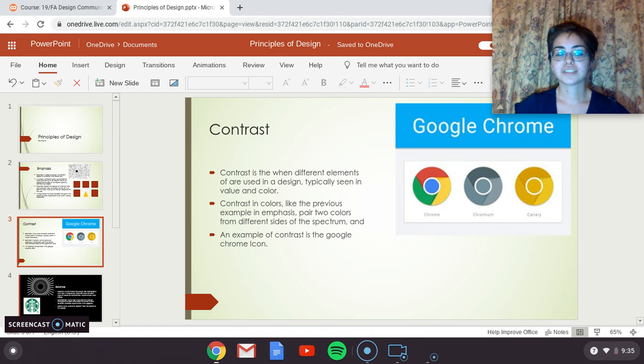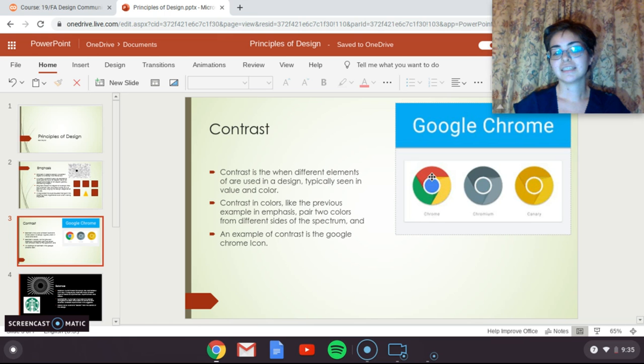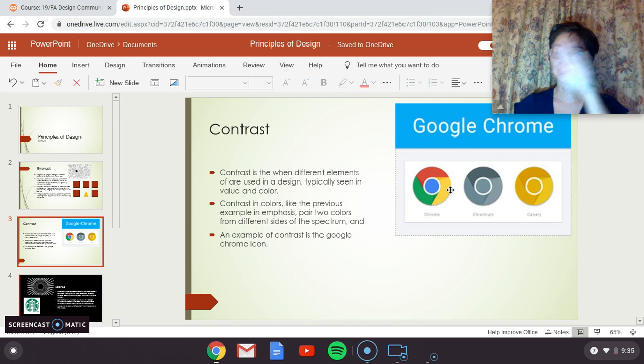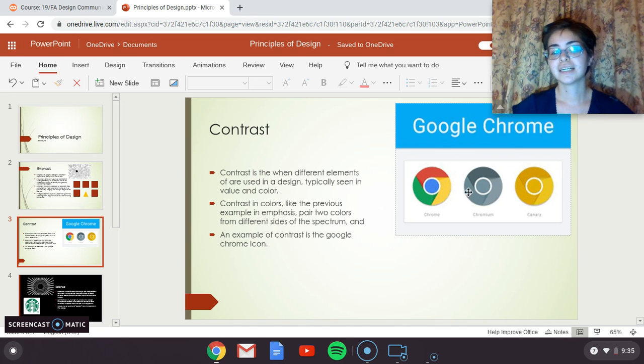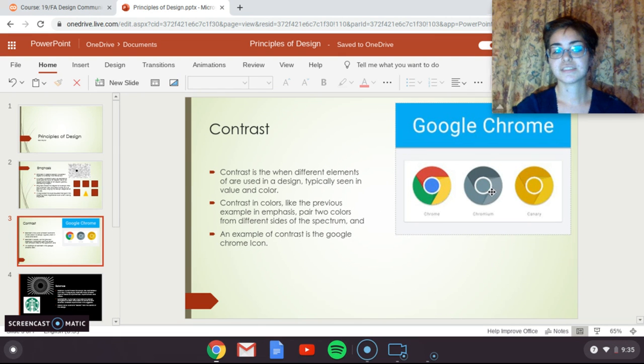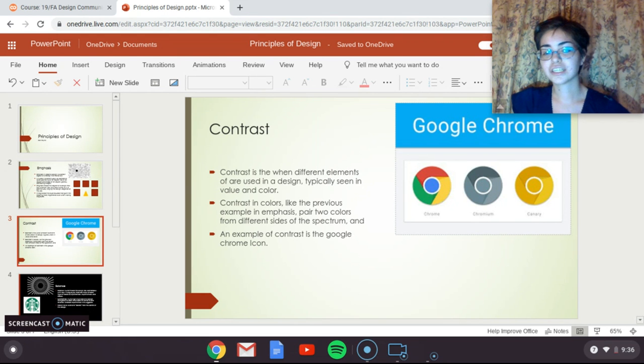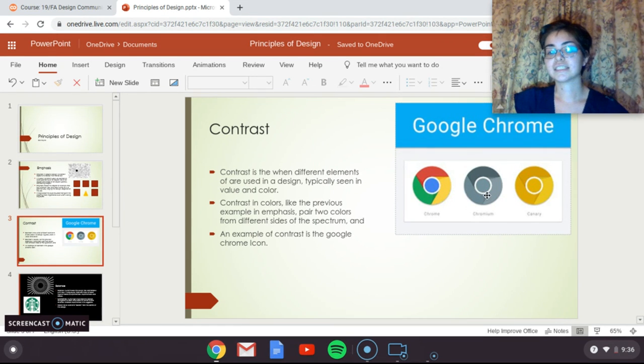An example of contrast is the Google Chrome icon, which is here. It uses the primary colors red, blue, and green, and also adds in yellow. And it creates a sort of wheel of color. There's another example next to it, a monochromic version of it, where you could see the red value is a lot darker than the green and the blue and the yellow.